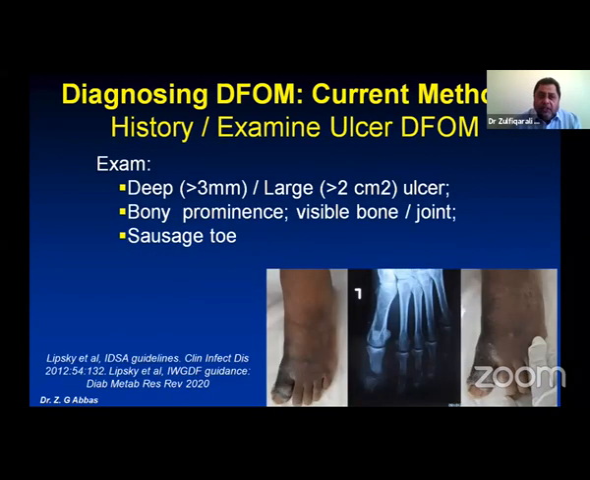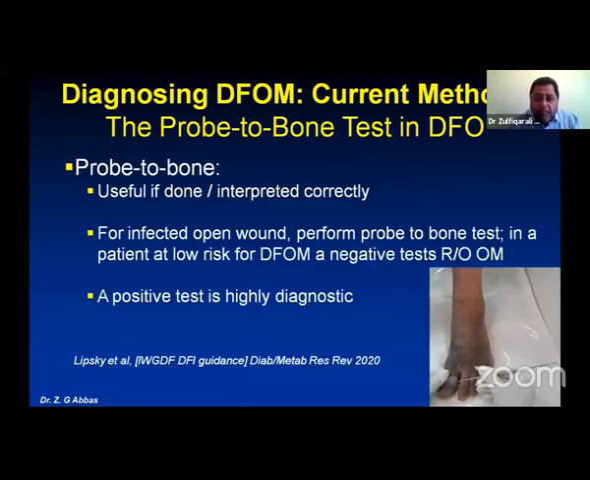If you look at the examination, ulcers are more than 3 millimeters deep, and large ones would be more than 2 square centimeters, mostly seen over bony prominences, with visible bones and joints. And clinically, you can see what is named a sausage toe, which gives you an on-the-spot diagnosis that osteomyelitis is there.